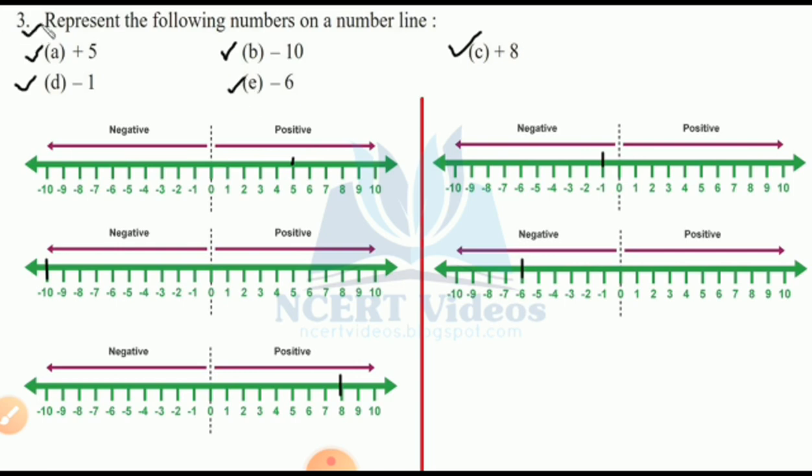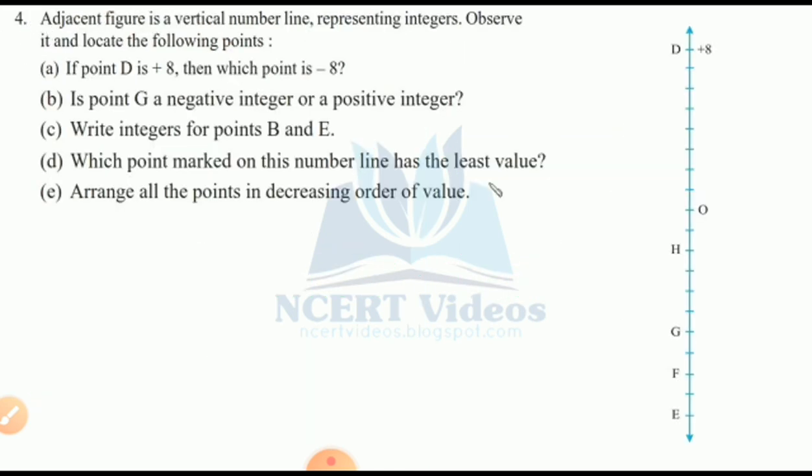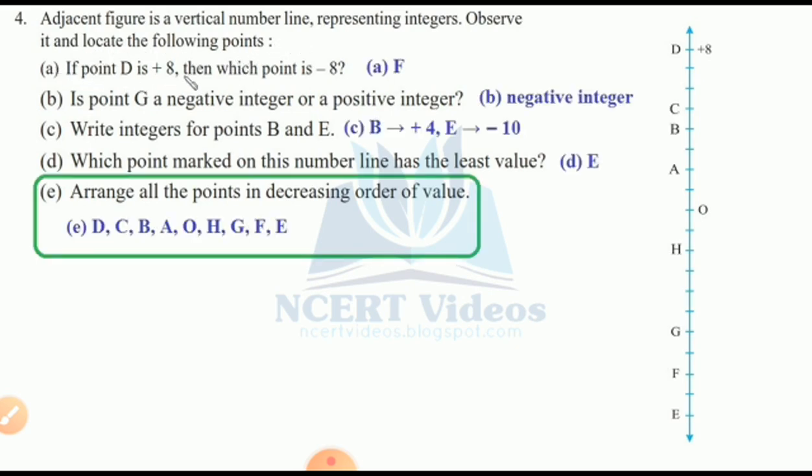Very good. Now look at the fourth one. The adjacent figure is a vertical number line representing integers. Observe it and locate the following points. Sometimes the number line is given in a vertical way, don't worry about that. If point D is plus 5, then which point is minus 8? So from here we have to start downside: minus 1, minus 2, minus 3. And when you reach 8, you get F. Point F is the answer.